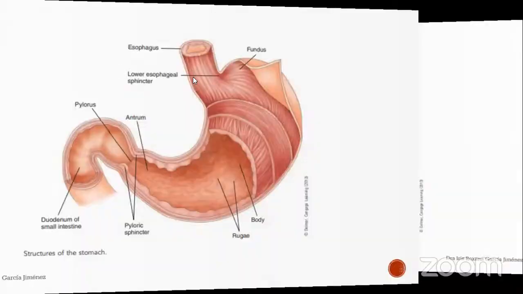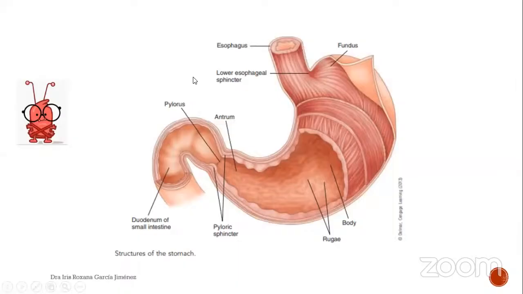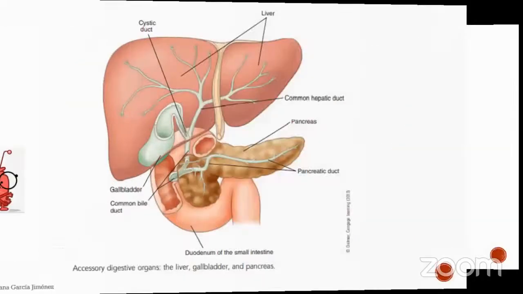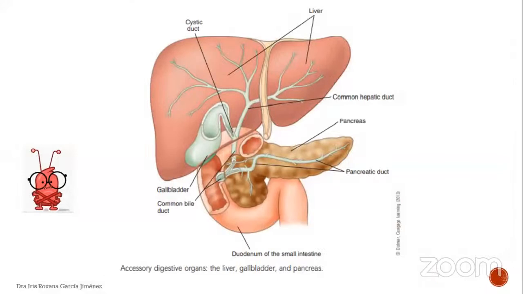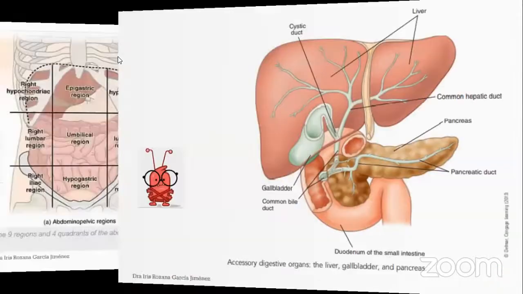And we have the structures of the stomach as a general view, of course, not in extreme detail, because it's not the objective to make a very deep anatomical review. We don't have that opportunity because of the time. Now we have the accessory digestive organs: the liver, gallbladder, and pancreas. Please check all of this. We are going to keep on working on this.